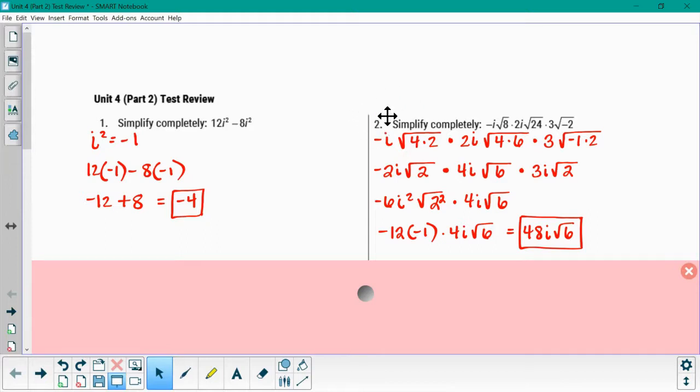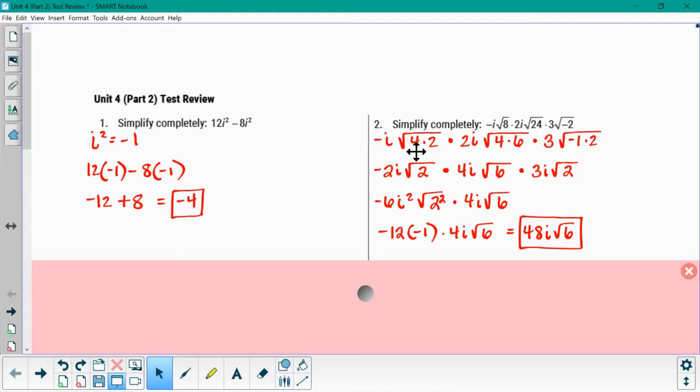I would say you should not expect something this difficult on the test. But remember, anytime I have a perfect square within the square root, I'm going to go ahead and simplify it. So I went ahead and rewrote everything first. I got -i square root of 4 times 2, because remember, I want to pull out any perfect squares. I have a 2i square root of 4 times 6 times 3, square root of -1 times 2.